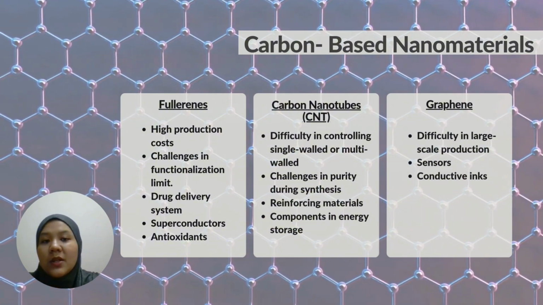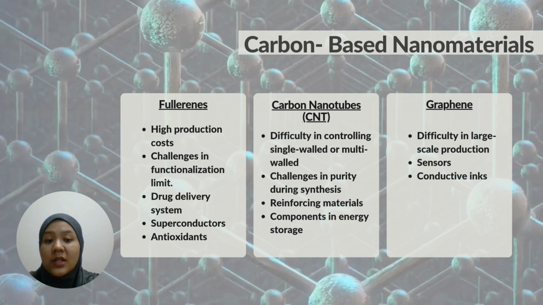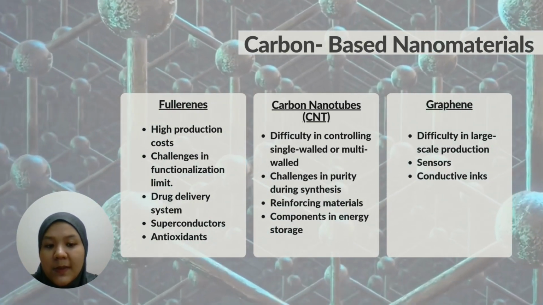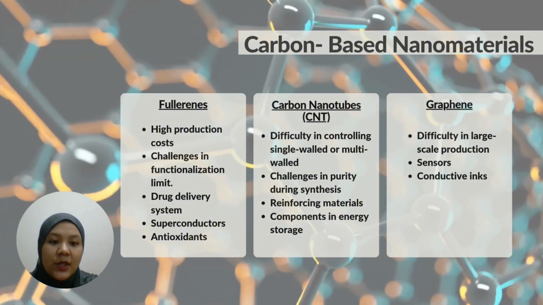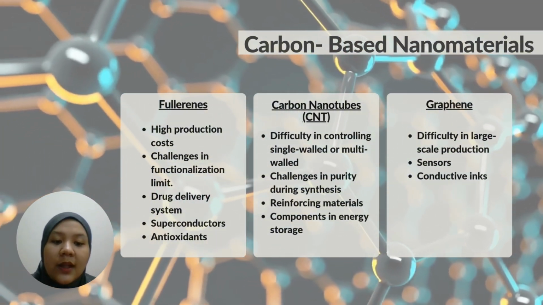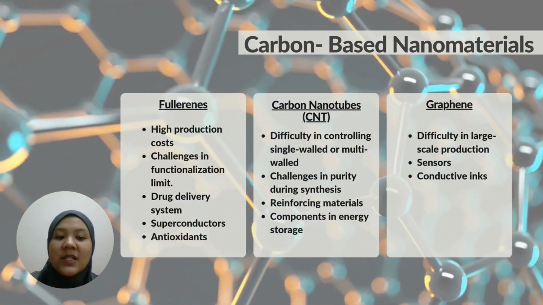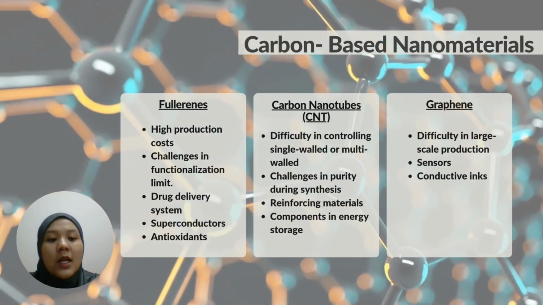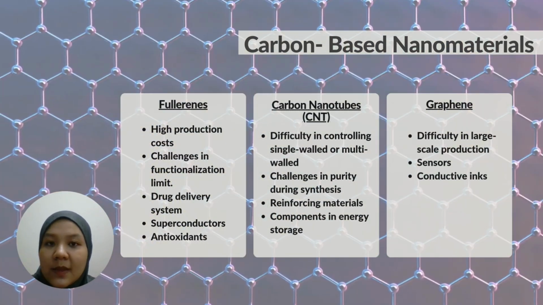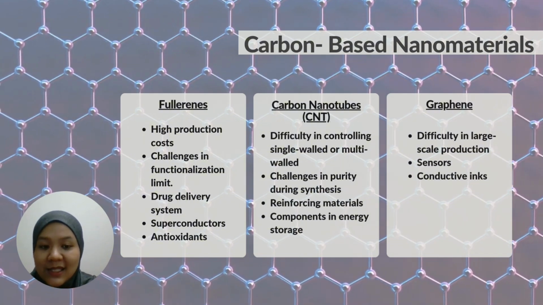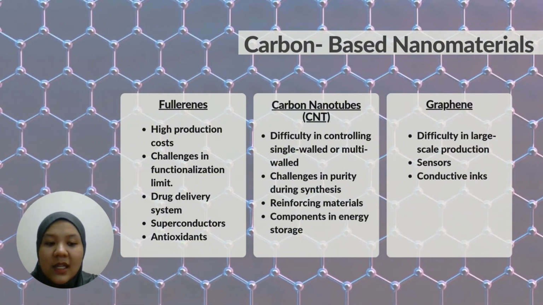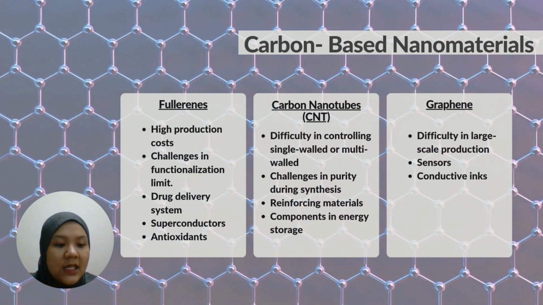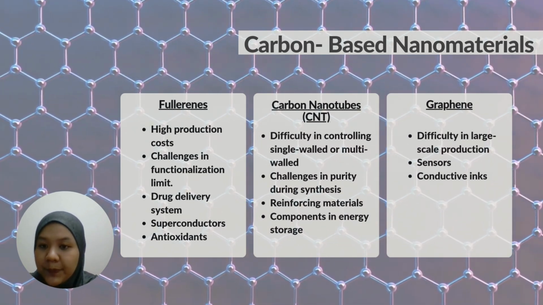Next one is carbon nanotubes, or CNTs. These cylindrical structures are formed by rolled-up sheets of graphene. The applications include reinforcing materials and components in energy storage. However, controlling their wall structure and ensuring purity during synthesis remain significant challenges. Last one is graphene, known for its single layer of carbon atoms arranged in a 2D honeycomb lattice. Graphene is used in sensors and conductive inks, and the primary limitation is the difficulty in large-scale production.